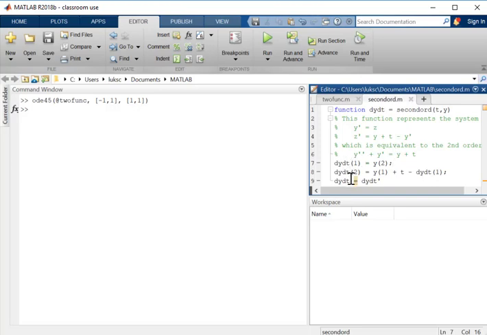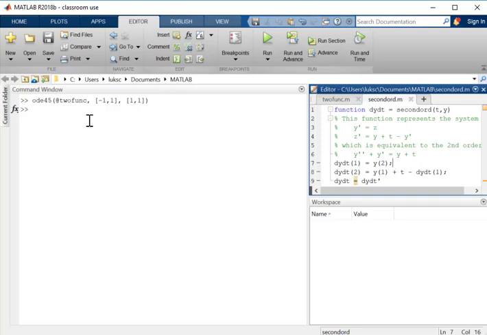When I translate that into the notation that is helpful for MATLAB, I end up with dy dt for the first variable is y2. dy dt for the second variable is y1 plus t minus dy dt of 1. Okay, so we're playing a lot of translation games here. But y1 is y, y2 is z, which is y prime. Okay, so check and make sure that that makes sense to you.